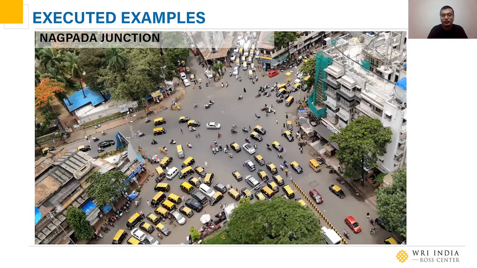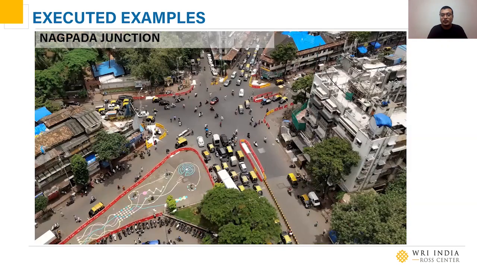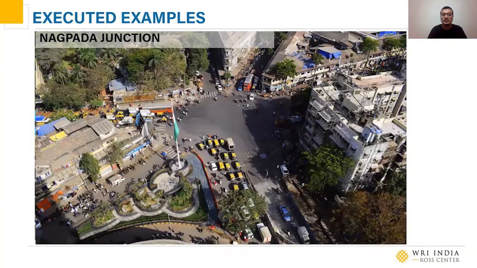This is Nagpada Junction, which also went through the trial process. With the help of curb extension, median extension, and reclaiming residual spaces, we were able to compact the junction and properly channelize the traffic. This is how the junction looks today.